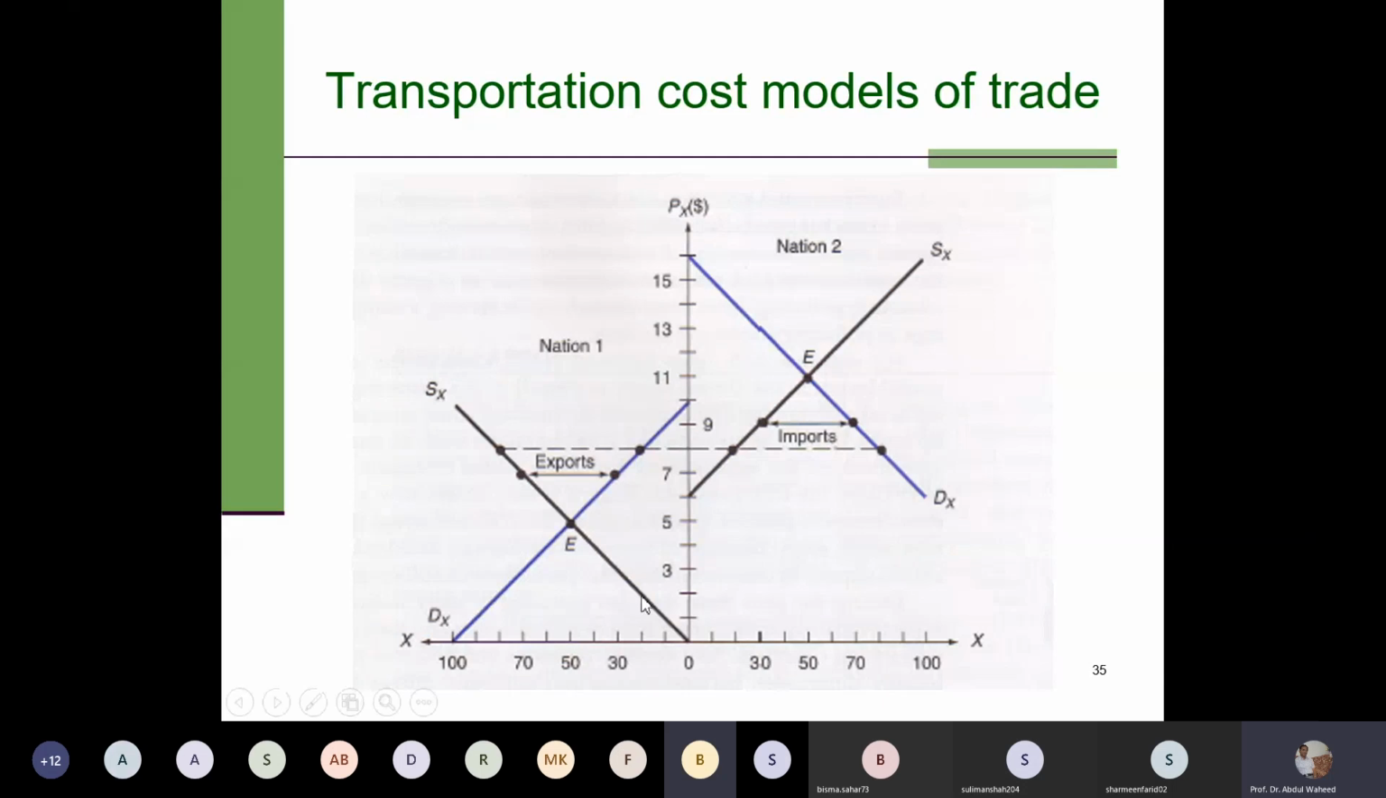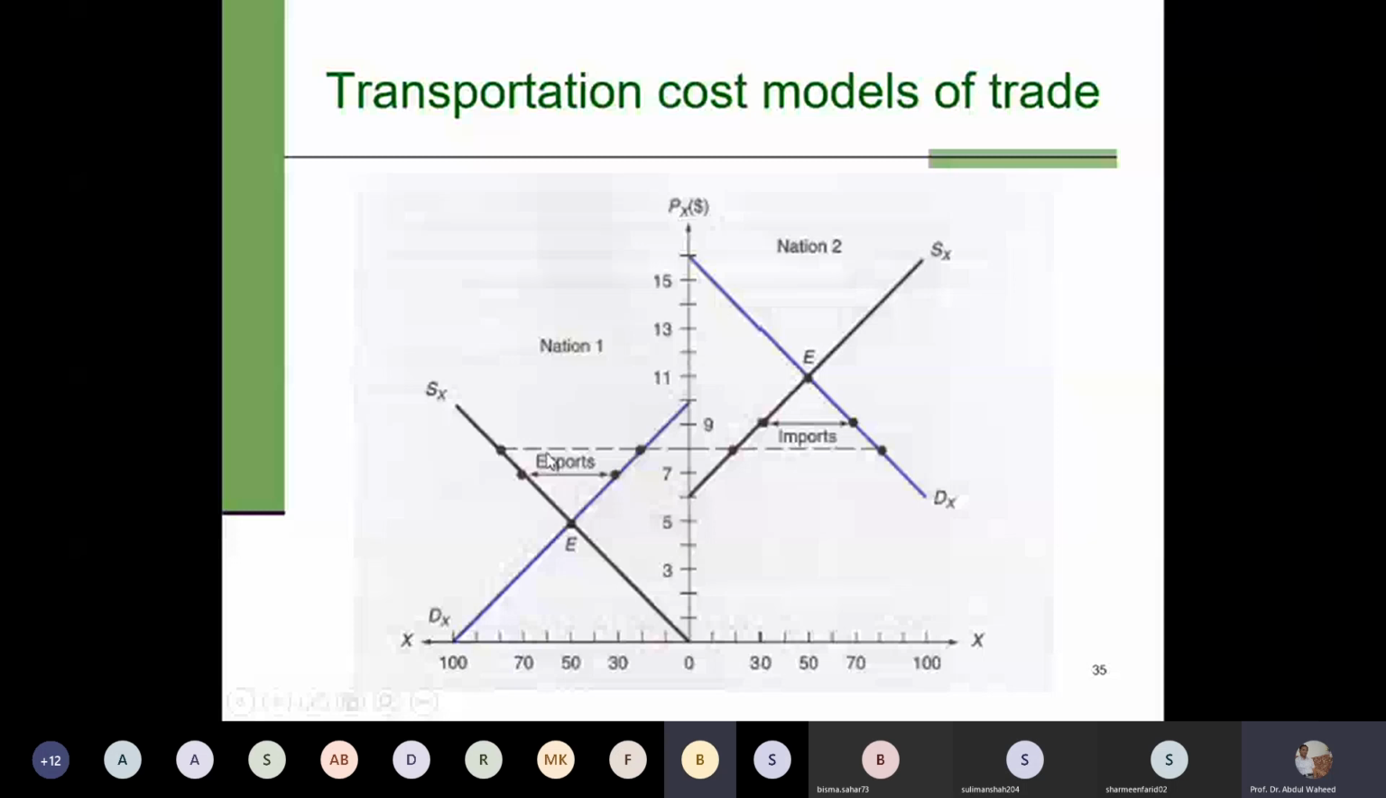Now, suppose we assume that there is no transportation cost, so then the price is $8 in nation 1. So if in nation 1 the price of X is $8, then 20 is the quantity demanded, and we have to move here, then 80 is the quantity supplied. So 80 minus 20 is 60, so 60 units would be exported.